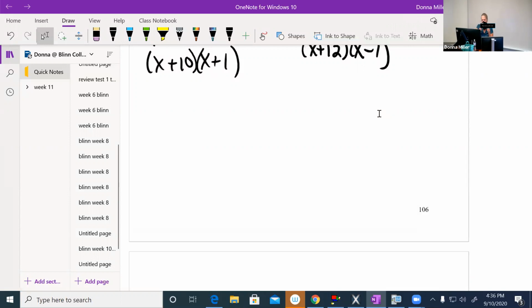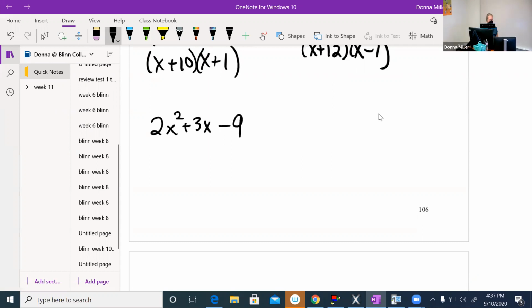Gary's method is for when you have quadratics that don't have just an x squared out front. All right, so I'm going to make one up. We'll do this one. I want to factor this one. This one is just a little different. You see the 2 out front? So I do what's called Gary's method with this.